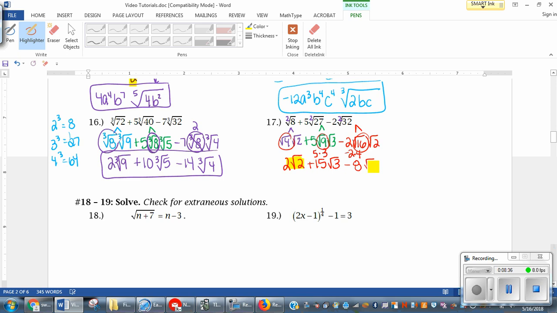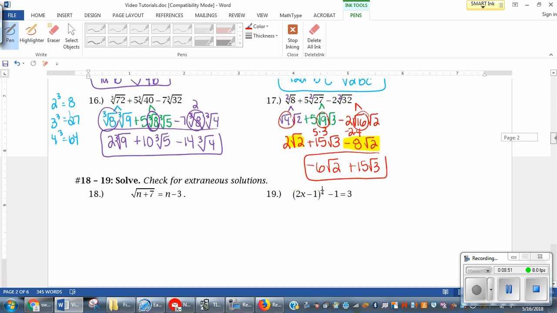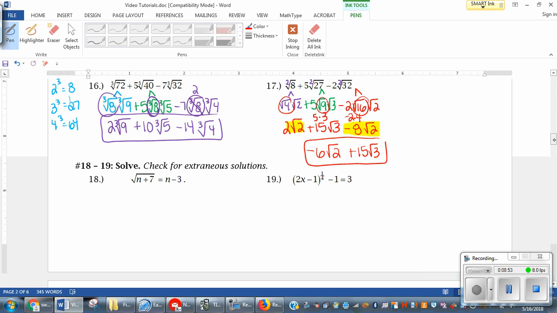So these are called like terms. We're going to combine those. We'll say negative 6, we're just adding their coefficients. The root 2 will still stay root 2. And then the 15 root 3. And that's our final answer.